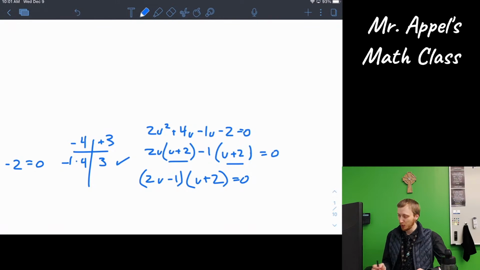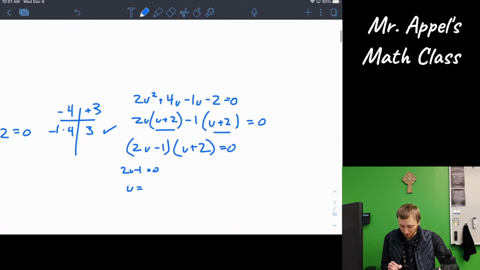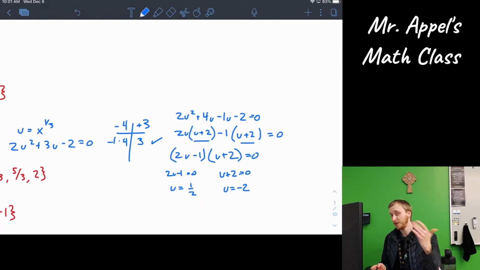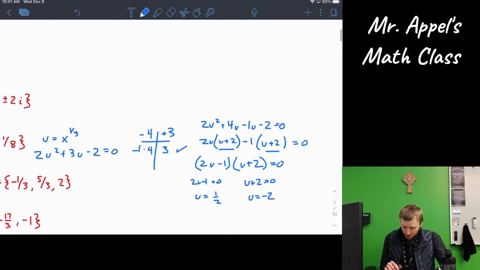Good old zero product property, set each one equal to 0. 2u minus 1 equals 0, so u equals, we'll add the 1 and then divide by 2, so that gets us 1/2. And u plus 2 equals 0. Solve for u, subtract 2 from both sides. u equals -2. But we're not trying to find solutions in terms of u. We want solutions in terms of x. So we have to solve for x.